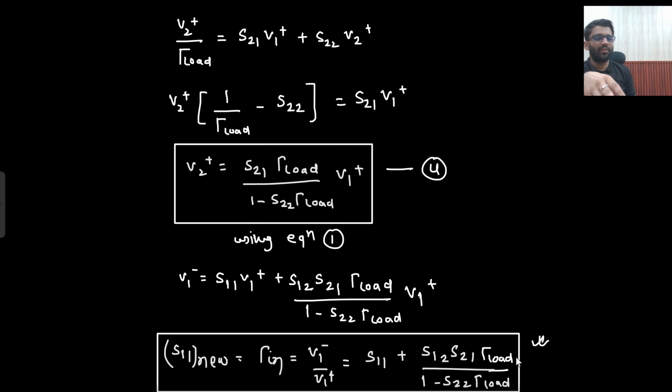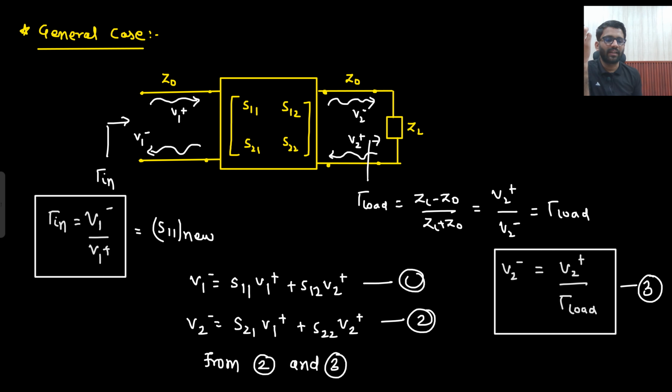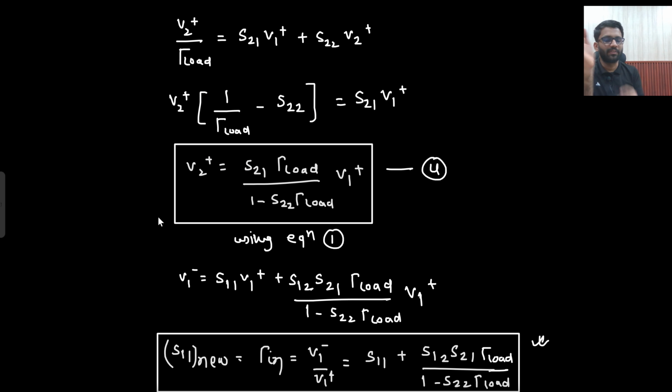Just put gamma load equal to -1 and you will get the same answer, because this is just the more general case. In the examination they can give any random load and ask you to calculate this particular thing. If they ask for new S11 parameter, you would know what they want. Is that clear to you?